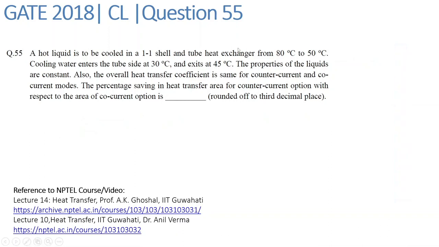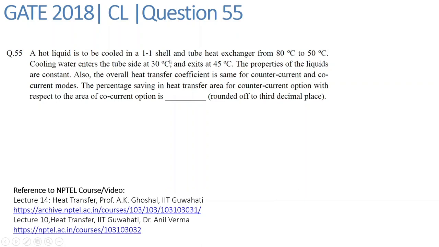Hello everyone. We are solving question 55 of GATE 20 in the chemical engineering paper, and the subject is heat transfer. The question is: a hot liquid is to be cooled in a 1-1 shell and tube heat exchanger from 80 to 50 degrees Celsius. Cooling water enters the tube side at 30 degrees Celsius and exits at 45 degrees Celsius. The properties of liquids are constant. Also, the overall heat transfer coefficient is the same for counter current and co-current modes. The percentage saving in heat transfer area for the counter current option with respect to the area of the co-current option is dash.